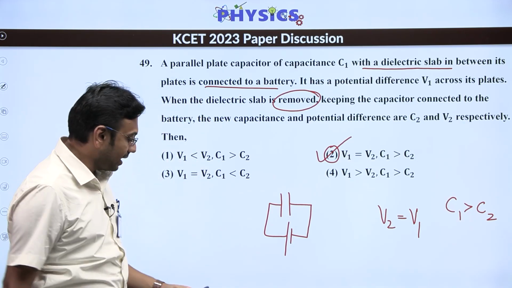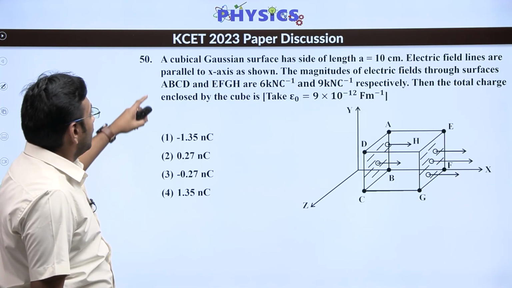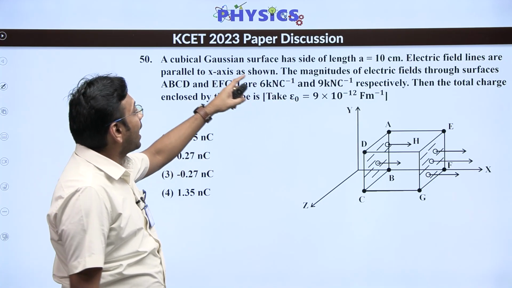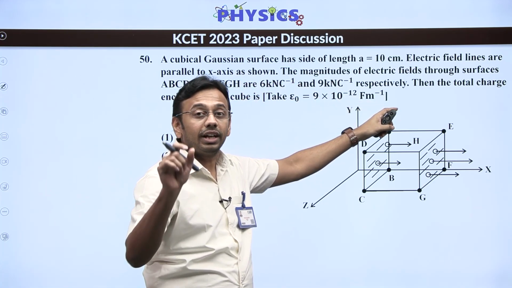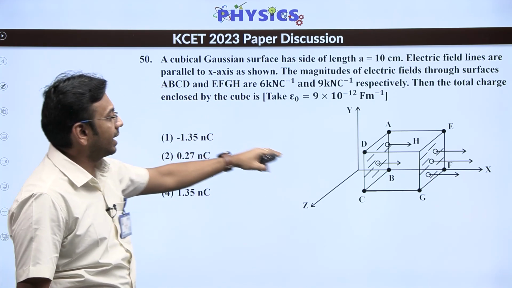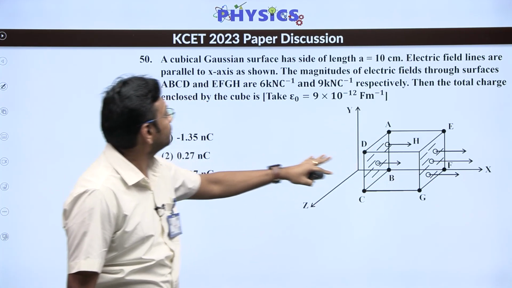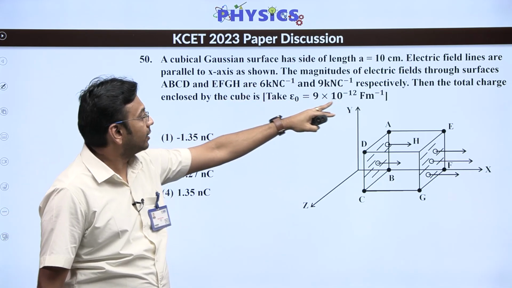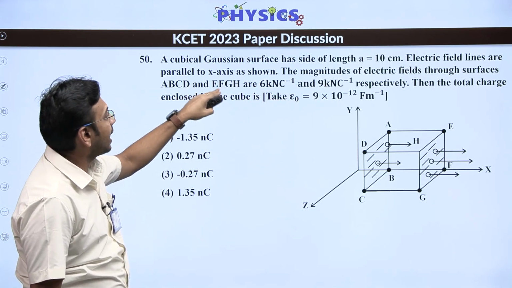Okay, let's move ahead. Let's take the next question. A cubical Gaussian surface has side of length a equal to 10 centimeter. Electric field lines are parallel to the x-axis. You can see the diagram also. The magnitudes of electric fields through surfaces ABCD and EFGH.